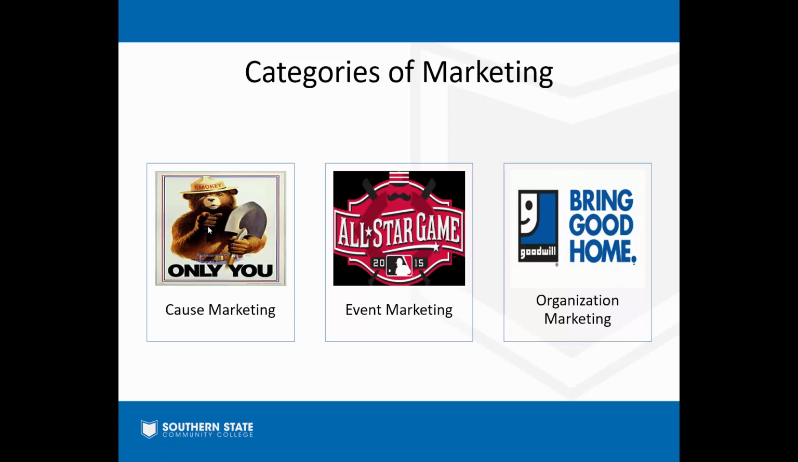Cause marketing, you've probably seen a lot of that, where maybe it's don't litter, maybe it's don't drink and drive, Mothers Against Drunk Driving, that kind of thing. Cause marketing markets a specific cause or idea, don't litter, don't set forest fires. Event marketing markets a specific event, maybe a sporting event, maybe a charitable event. And finally, organizational marketing is usually governmental entities or not-for-profit organizations marketing what they do, what services they offer, and trying to encourage you to donate money.